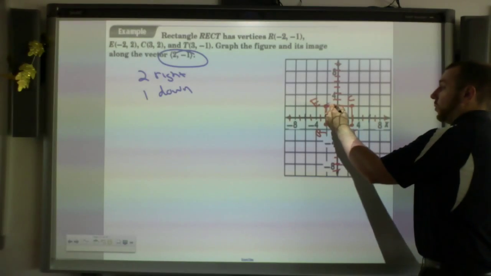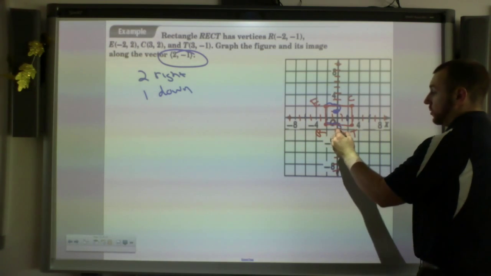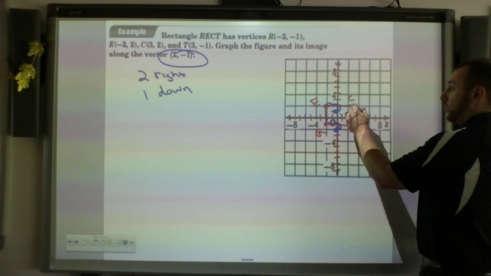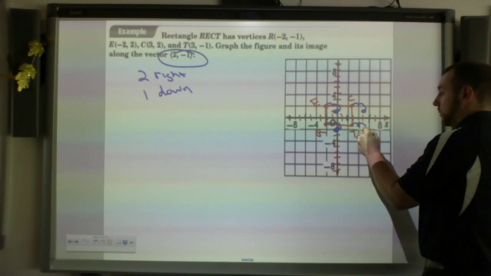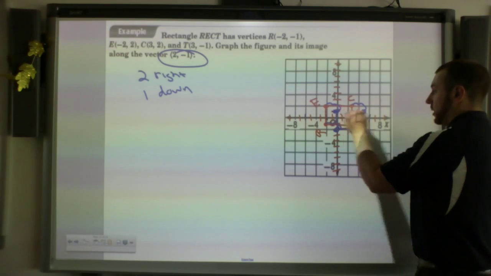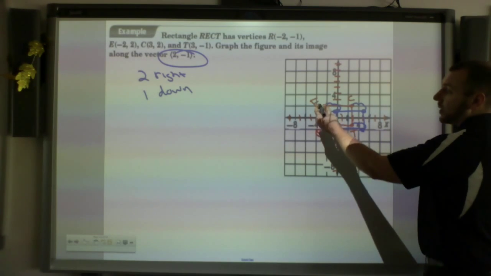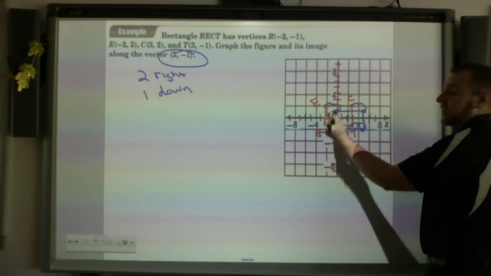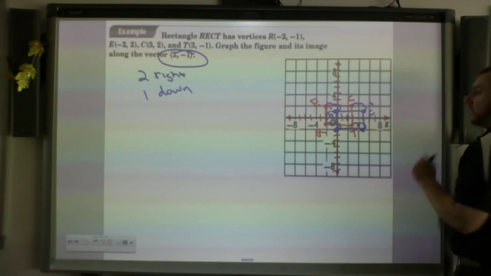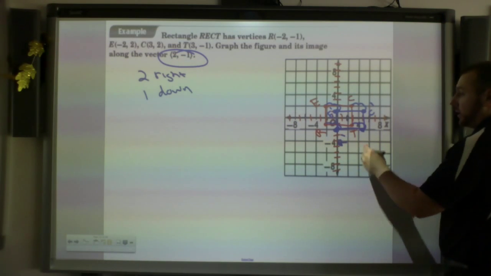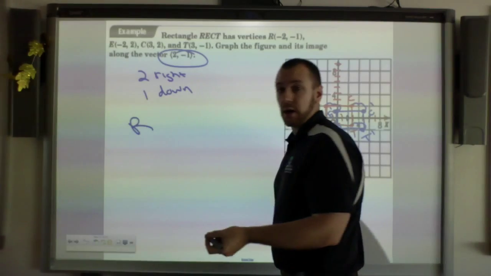I can go, okay, 1, 2, down 1. That's where my new E is going to be. 1, 2, down 1. That's where my new R is going to be. 1, 2, down 1. That's where my new C is going to be. 1, 2, down 1. That's where my new T is going to be. And when I write these new coordinates, now this is going to be where my new E is. That's where I put the E apostrophe. This is where I'm going to put the C apostrophe, R apostrophe, T apostrophe. So R is the original.